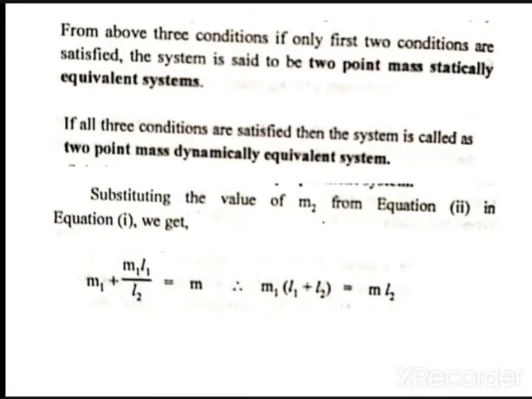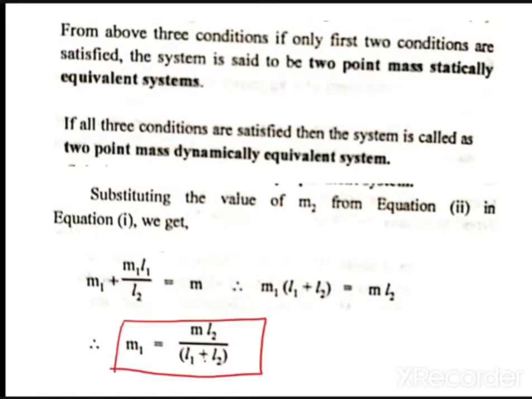So I am trying to explain it in depth. Is it clear? Now from this you will get the value of m1. m1 is equal to m l2 upon l1 plus l2. We have got this.